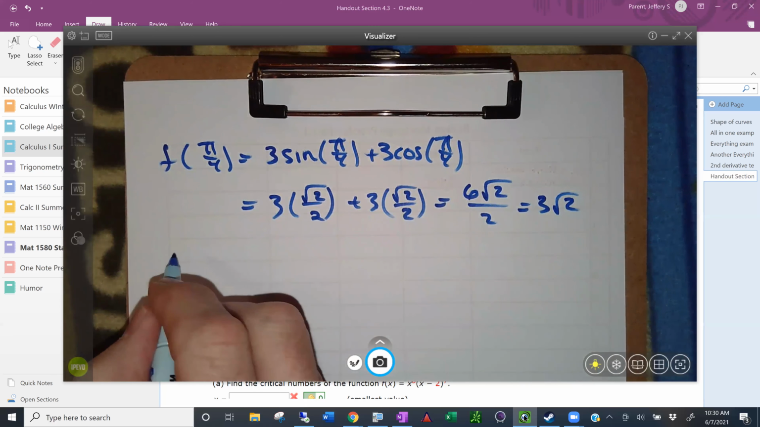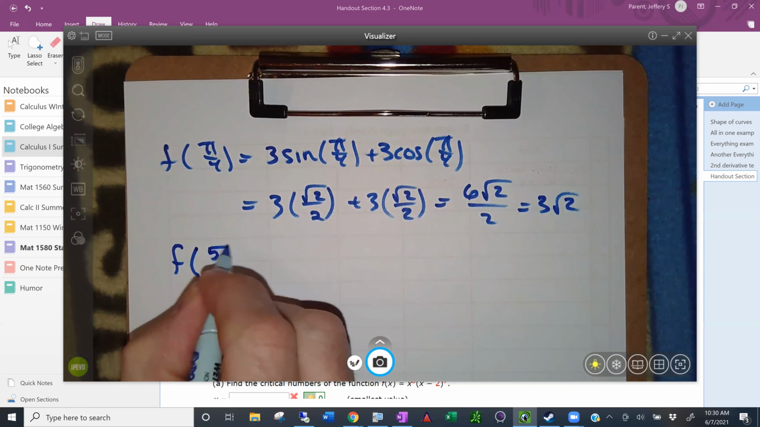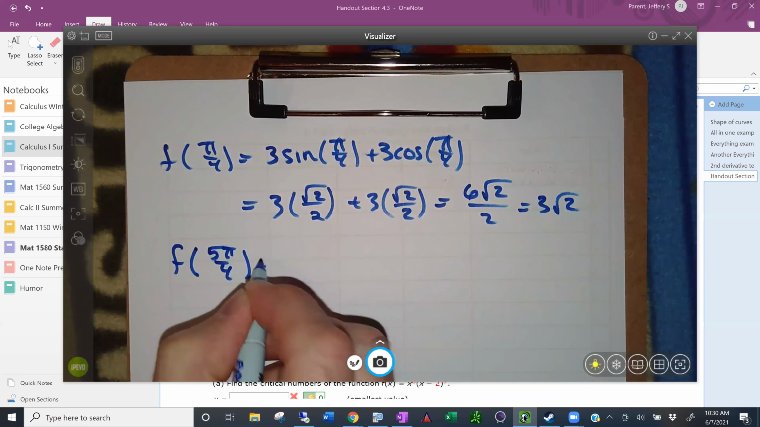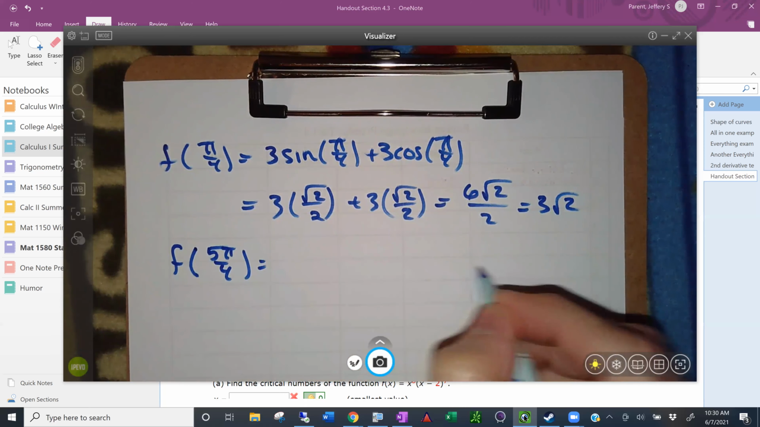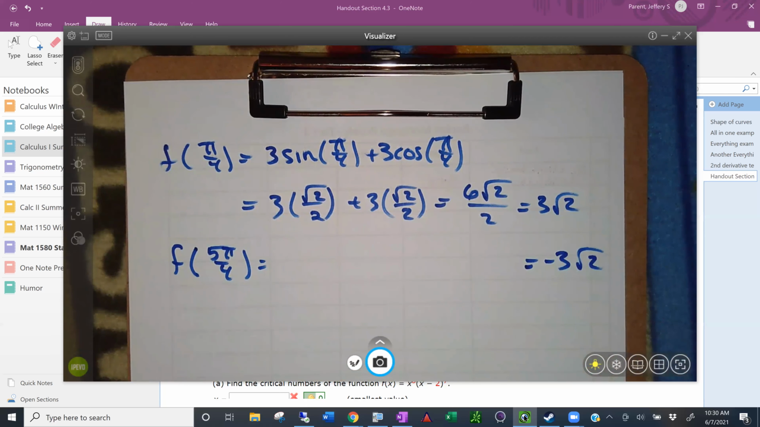So the relative min would be the same thing, f of 5 pi over 4. It's just that this time both the values would be negative. So you end up with negative 3 square roots of 2. Awesome.